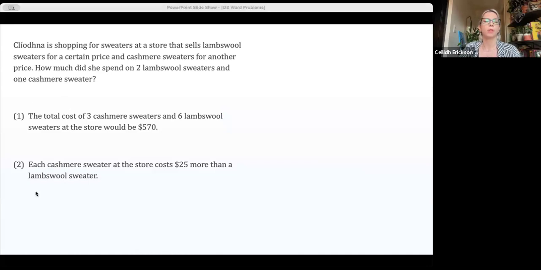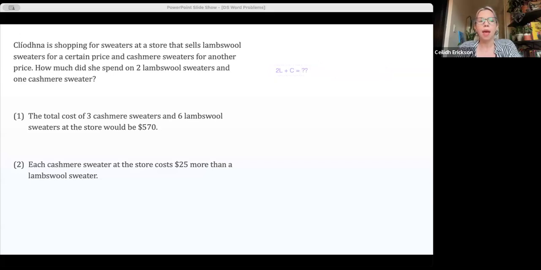Well, let's define the question here. How much did she spend on 2 lambswool sweaters and 1 cashmere sweater? So in other words, you might have written this down as 2L plus C equals what? This is our question, right?